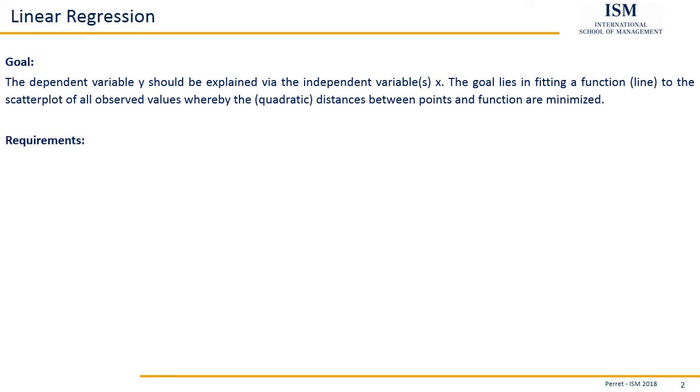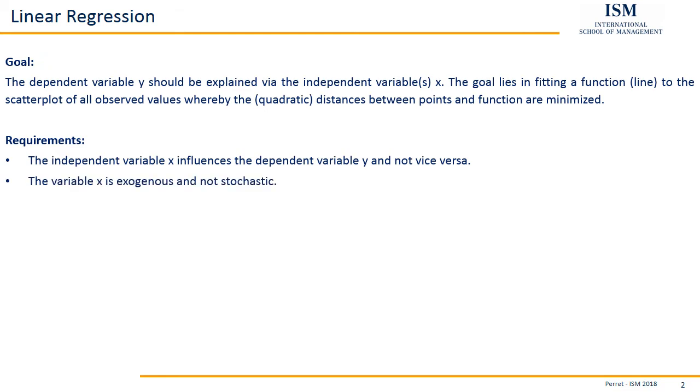Before we do this, first some of the requirements that need to be met. First off, the independent variable influences the dependent one and not vice versa. So there needs to be a clear-cut causal effect from x on y. Then the variable x is exogenous and not stochastic, so it's given from the outside, is not determined via the model, and it's not a random variable. The variable x is not correlated with the residuals, meaning x only influences y, more or less in a different way.